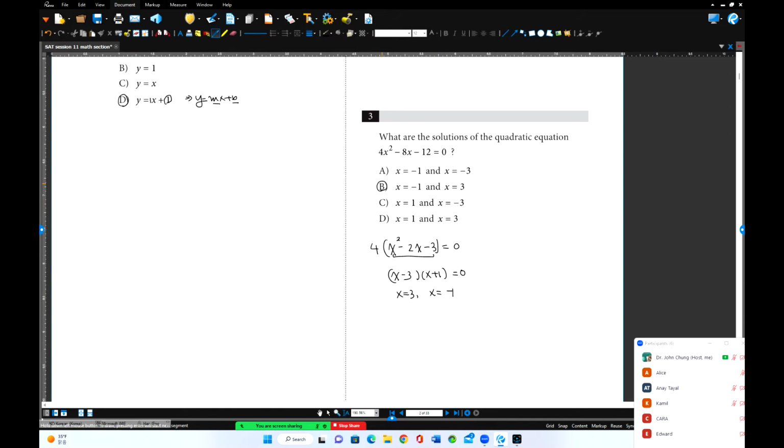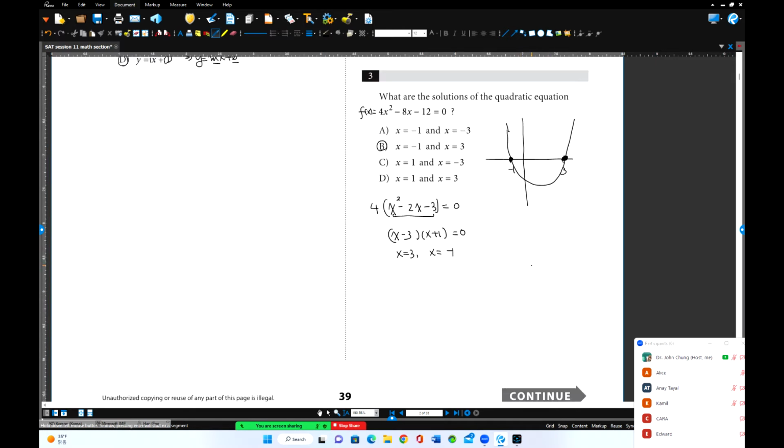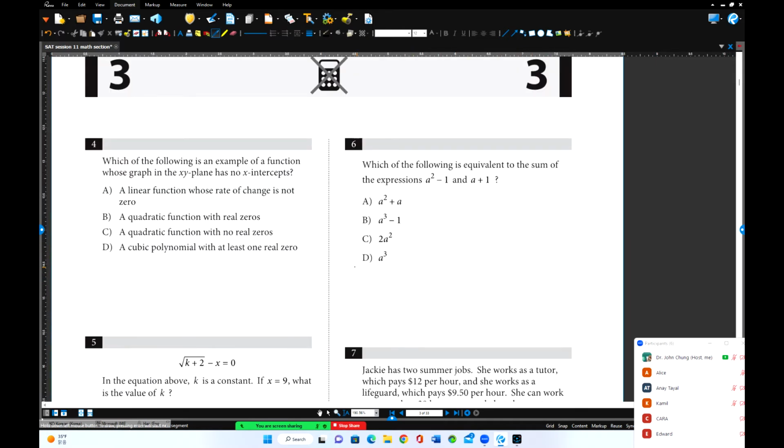Actually, this is the graph of f of x. It's going to pass through x equals negative 1 and x equals 3. The graph looks like this. That is the x-intercept, which we said are the solutions, or roots, or zeros. Now move on to number 4.